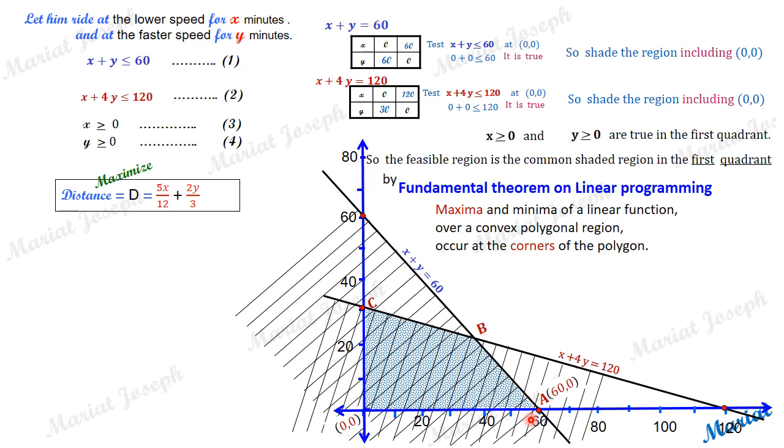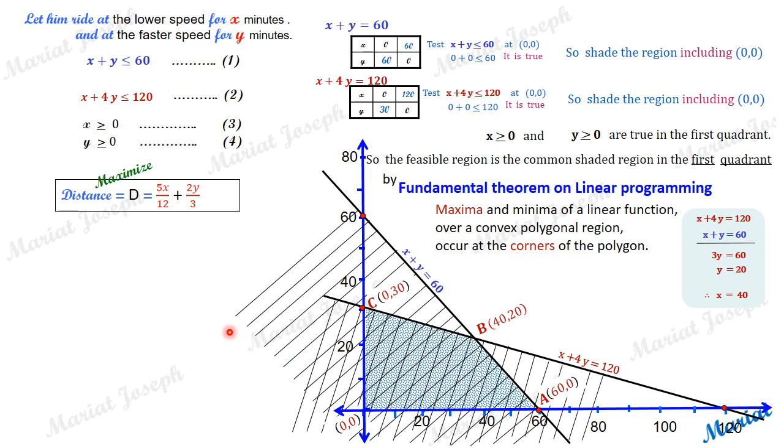0, 0 is ready. A is 60, 0. C is 0, 30. And we need to get the corner point B coordinates, which is the point of intersection of the lines represented by x plus y equal to 60 and x plus 4y equal to 120. To get the point of intersection, we need to solve those 2 equations simultaneously. Subtracting these 2 equations, we have 3y equal to 60, therefore y is equal to 20. Once y is 20, x is equal to 40, therefore the point B is 40, 20.